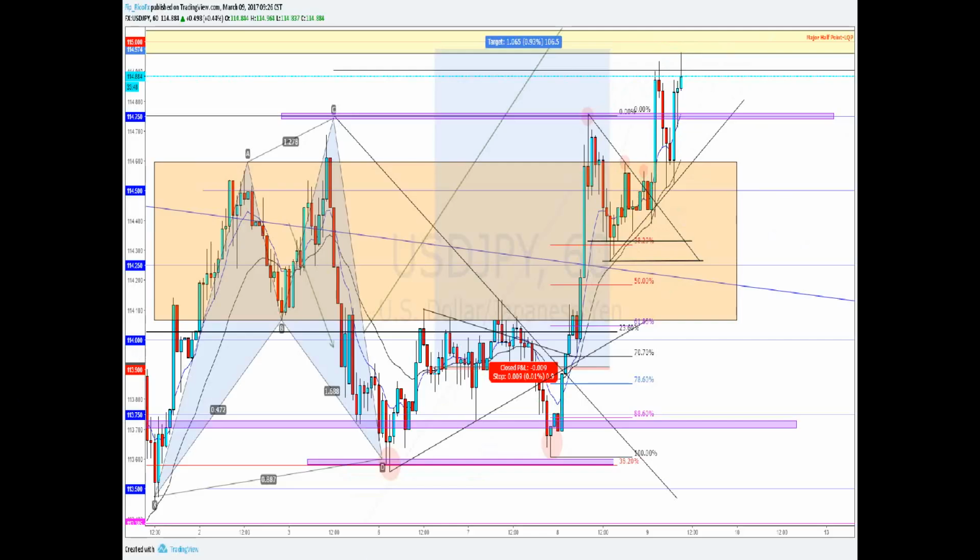So would you have waited to enter once the support was retested? Are you talking about this double bottom right here? If you didn't get in here somewhere, you're talking about waiting for this?